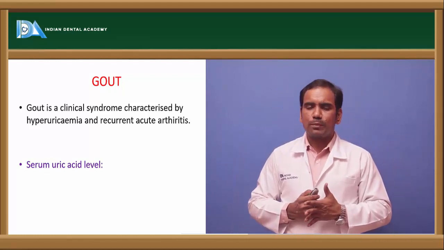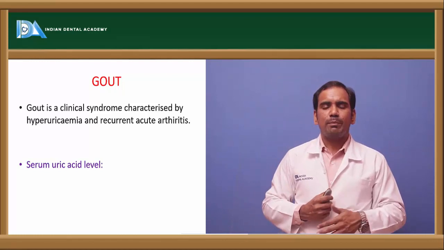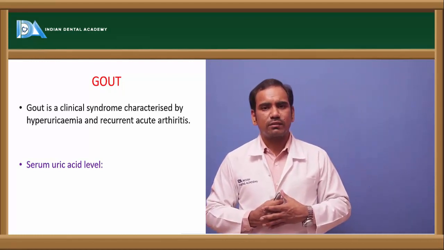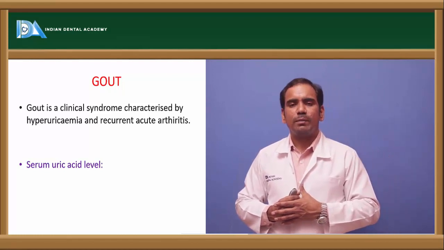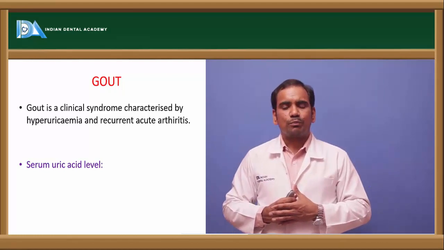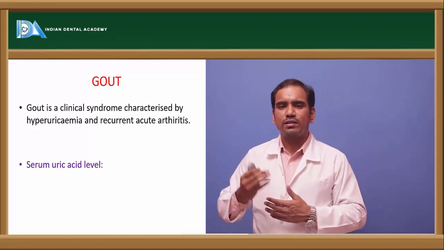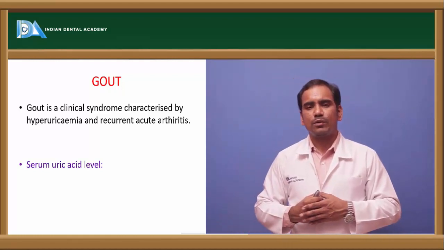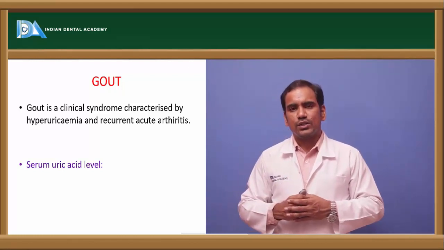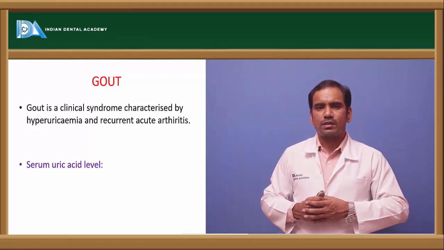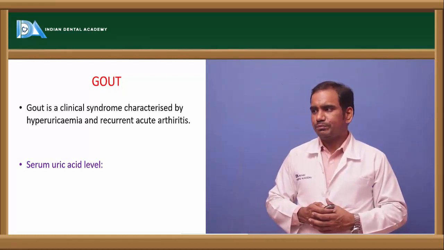So what happens to serum uric acid levels in gout? Gout is because of hyperuricemia, meaning increased uric acid levels in the blood. The normal concentration of uric acid is 3 to 7 milligrams per deciliter. Whenever it is more than this normal range, we call it hyperuricemia, and that excess uric acid gets deposited in the joints. That is what happens in hyperuricemia, and that results in gout.